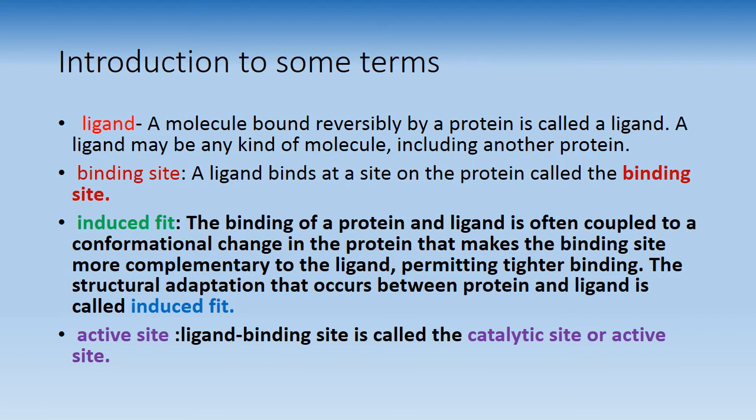So it means that when the protein and the ligand are bound, there is a conformational change in the protein, and that makes the binding site more complementary to the ligand. It allows a change in shape that lets the ligand bind more tightly to the protein. This structural adaptation that occurs between the protein and ligand is called induced fit. The ligand binding site is called the active site or the catalytic site.